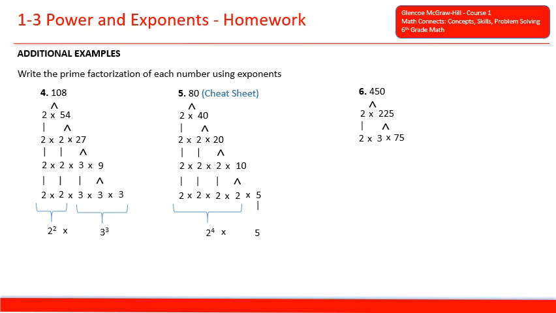And then 450, we're going to do 2 times 225. Bring the 2 down. And I can't do 2, so I'm going to do 3 times 75. Bring the 2 and 3 down. And I'm going to use another 3 times 25. I'll bring the 2 and the 3's down. Then I'll factor 25 as 5 times 5. So I have 1, 2. I have 2 3's, so it's 3 squared. And I have 2 5's, so it's 5 squared.